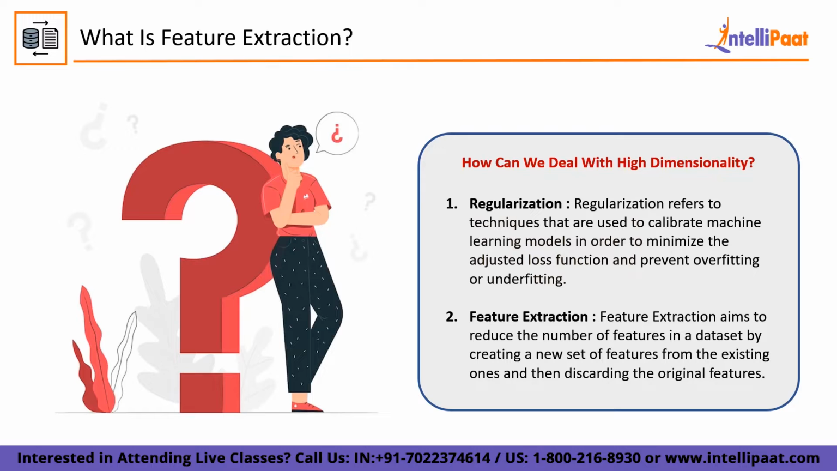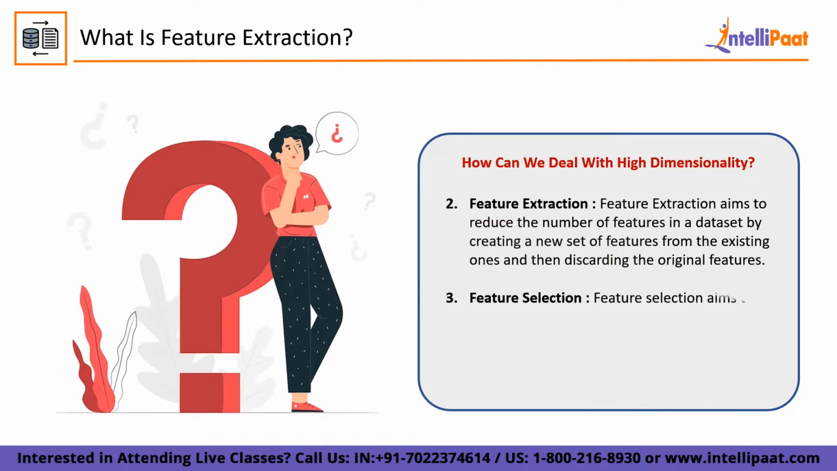Feature extraction actually aims to reduce the number of features in a dataset by creating a new set of features from the existing ones and then discarding the original features. These new reduced sets of features should then be able to summarize most of the information contained in the original set of features. In this way, a summarized version of the original features can be created from a combination of the original set.